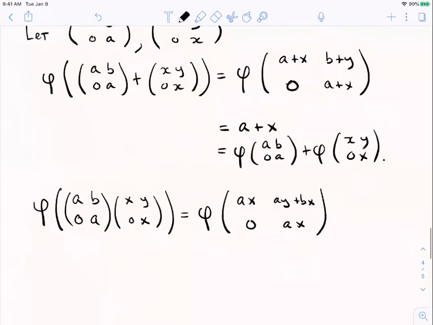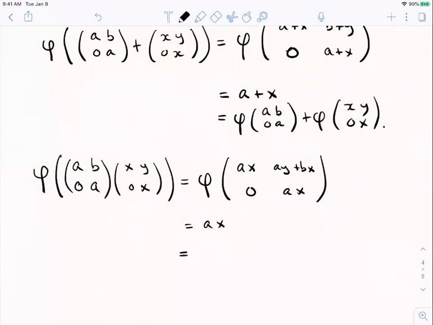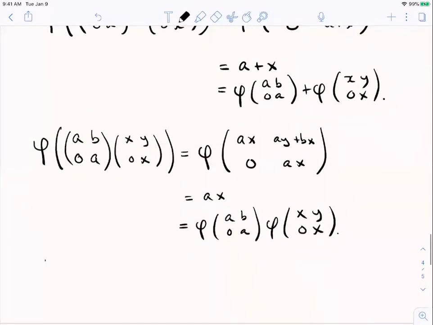Notice that that matrix is again in R. It should be. R is closed under multiplication. And what is phi of it? Phi of it is AX. And that's certainly equal to phi of our matrix A, B, 0, A, times phi of X, Y, 0, X. All right, so phi is a ring homomorphism. Why is everything going so smoothly? Because we have the right phi. Usually when you're using the fundamental homomorphism theorem, the first homomorphism theorem, if things aren't going smoothly, you probably don't have the right map.